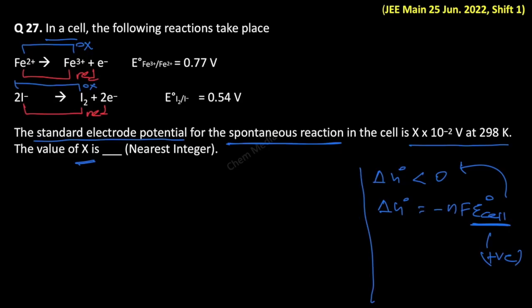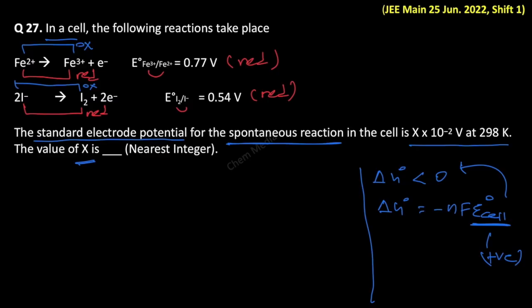Now let us check whether they have given reduction potentials or not. Fe3 plus gaining an electron and becoming Fe2 plus, that is reduction. Therefore, this is a reduction potential. I2 gaining 2 electrons and becoming I minus or 2I minus, that is reduction, isn't it? So, therefore, reduction potentials are given here.